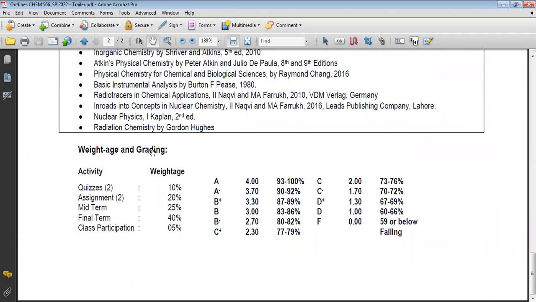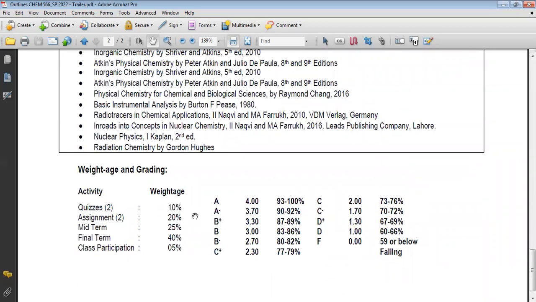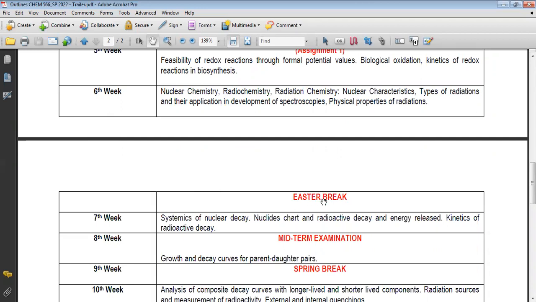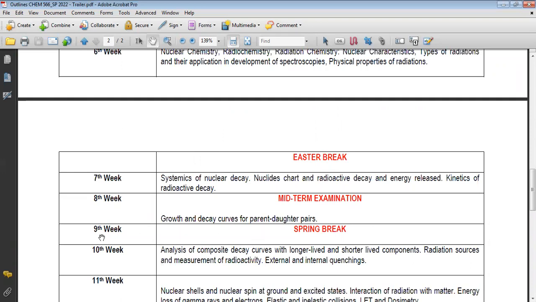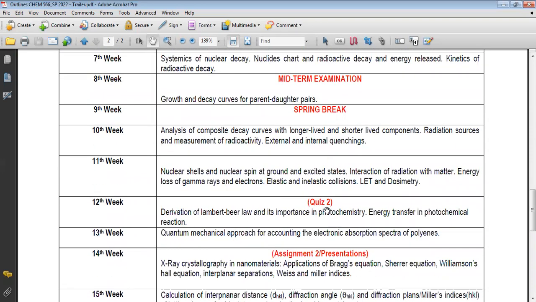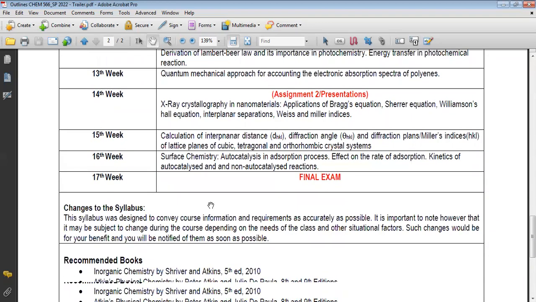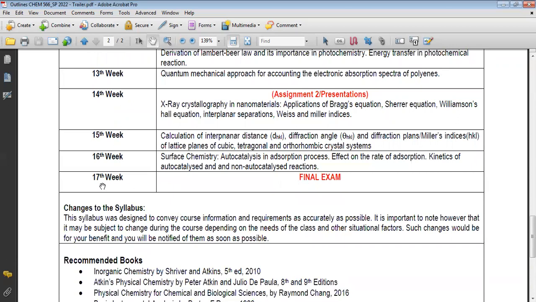Your weightage and grading is mentioned here. As you know, I have already scheduled your assessments. Quiz 1 will be in the 4th week, assignment 1 in the 5th week, and then you have the Easter break, and the midterm examination will be in the 8th week, after the spring break. Quiz 2 will be in the 12th week, and then at the last you have assignment 2, or maybe I will arrange a presentation, in the 14th week. You have the final examination in the 17th week.